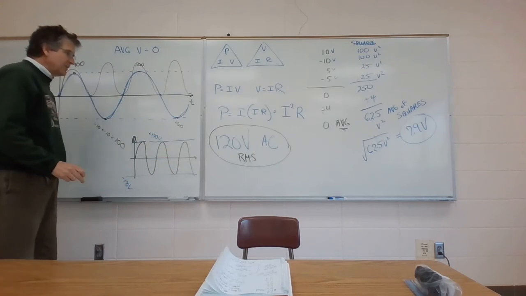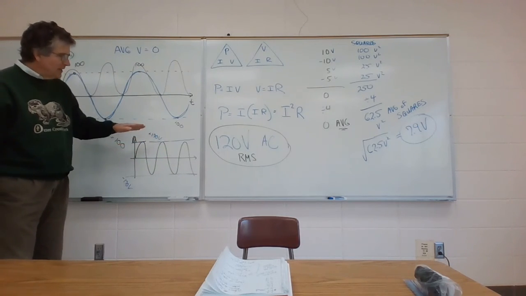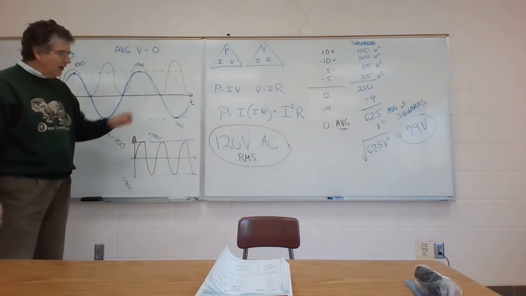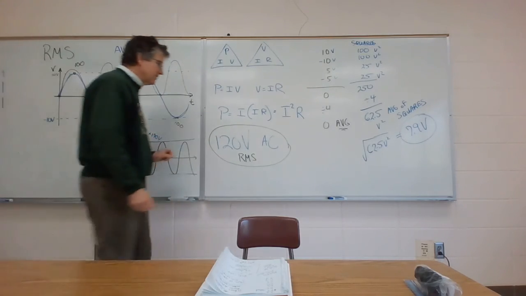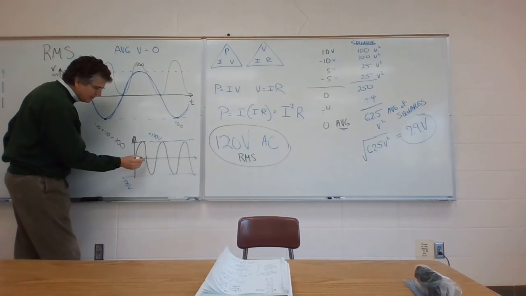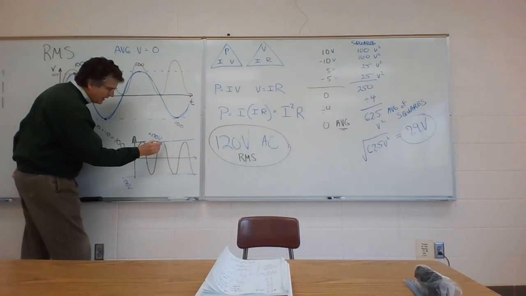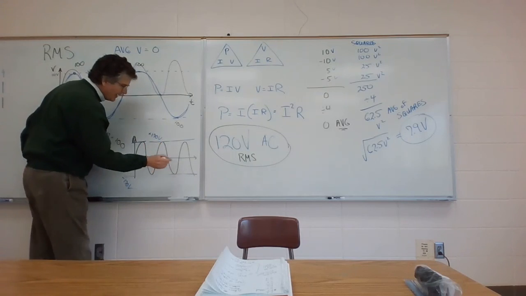We said that the peak voltage is 170. The average voltage is 0. The RMS average is 120. The instantaneous voltage is anywhere it is. If you were just to somehow capture that voltage at one particular moment in time, it would be wherever you are actually on the graph.